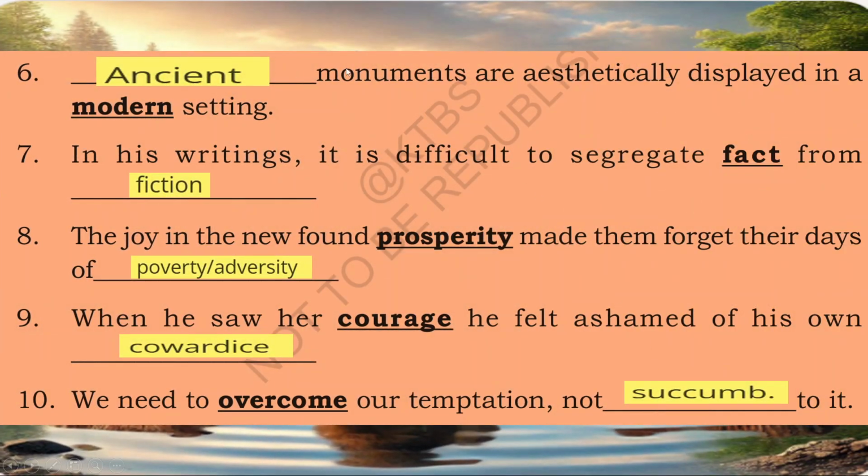Sixth one, ancient monuments are aesthetically displayed in a modern setting. Modern and ancient are opposite. Seventh one, in this writing, it is difficult to segregate fact from fiction. Fact and fiction are opposite. Eighth one, the joy in newfound prosperity made them forget their days of poverty or adversity. Prosperity and adversity are opposite words. Even poverty. Most appropriate word is adversity.